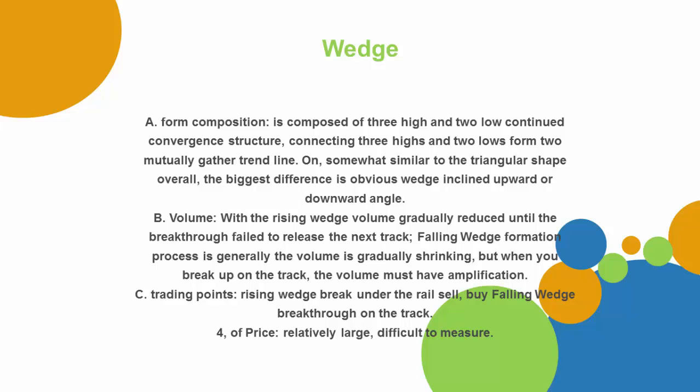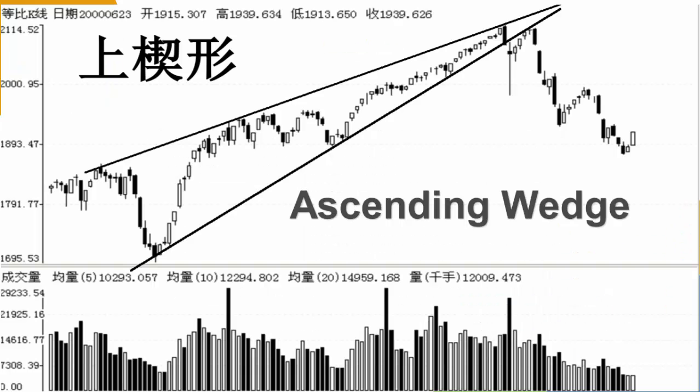Then the next one is relatively large and difficult to measure. Okay, it's not like the whole pattern. This is the wedge pattern. Okay, so we can see this one. This one is an ascending wedge. How to judge? We can see the higher high and the higher low. Then we can draw this one. We can connect 3 high points.